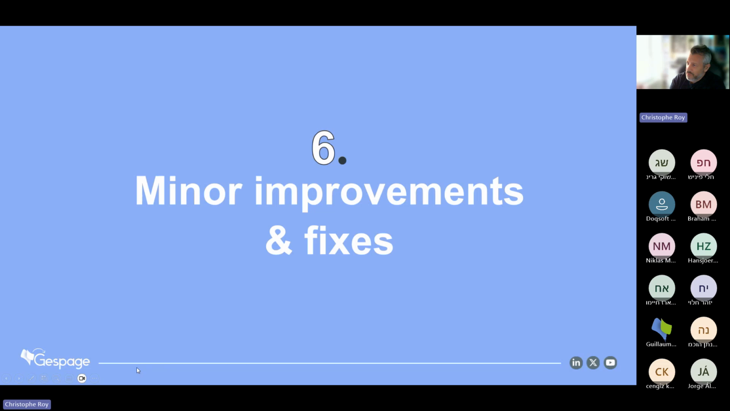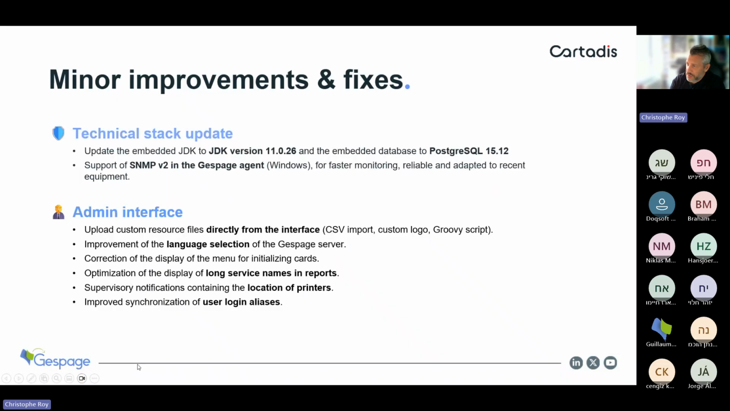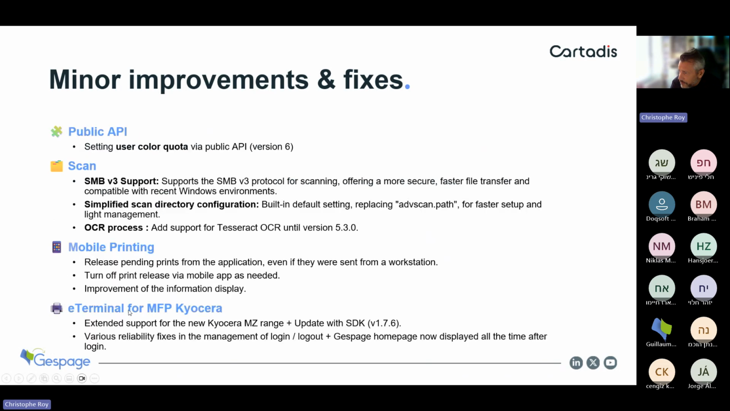I'm not going to deep dive into the minor improvements, maybe just very quickly. Technical stack updates: we've upgraded some internal components to make sure that we stay secure, the Java Development Kit and PostgreSQL, the database. We support SNMP v2 in the Gespage agent now to enable faster monitoring of the more recent equipment. Admin interface, we've also done some improvements to simplify the experience a little bit. I'm probably not going to spend too much time on this.